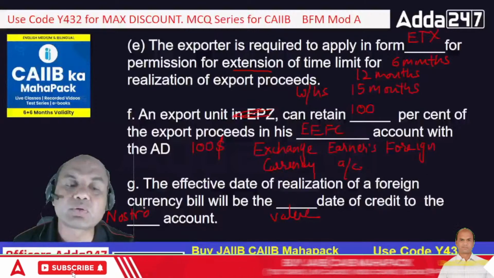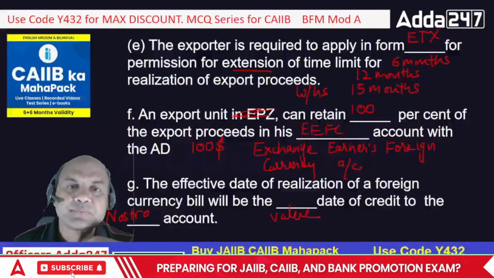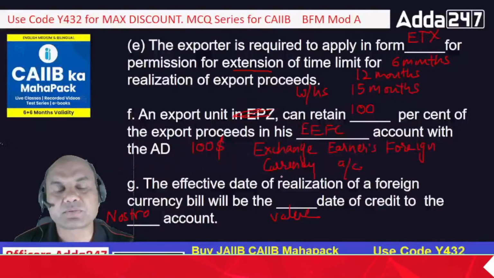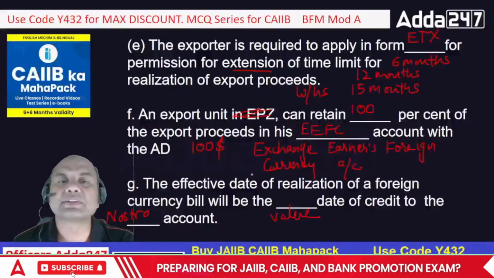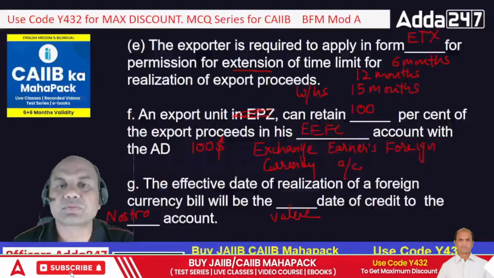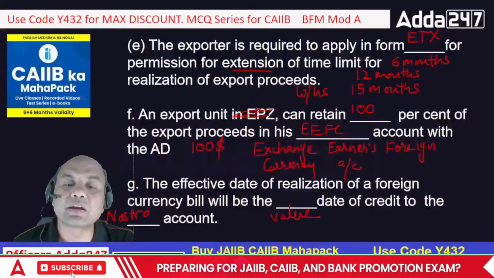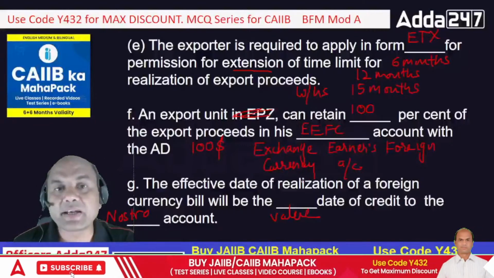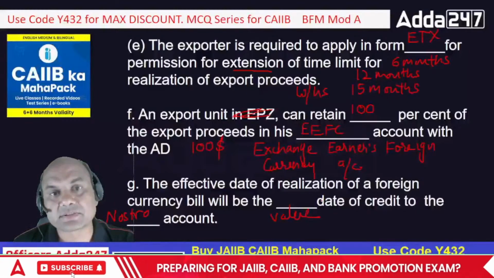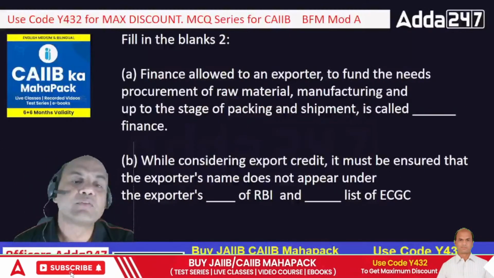Why? Because credit to nostro is an important part. Nostro means what? Suppose I am SBI, I'll maintain a dollar account with Citibank, so that is called a nostro. If the buyer sends me the money, it will first be credited to my nostro. The value date on which it was credited is known as the effective date of realization. From that date itself, the bank needs to give the credit to the Indian customer. Okay, got it, everyone?